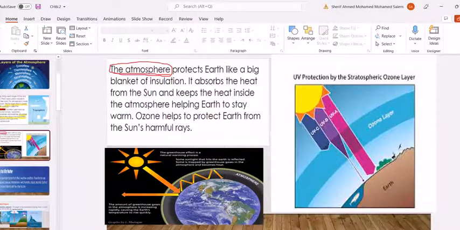Okay? So what about the ozone layer, teacher? The ozone layer allows some rays of the sun to pass through it, and others can't pass through. Why? Because some of the sun rays are harmful, so they will not pass through the ozone layer. So we have only the useful sun rays, and the harmful ones will not pass because of the ozone layer.